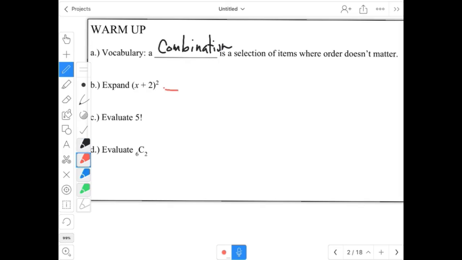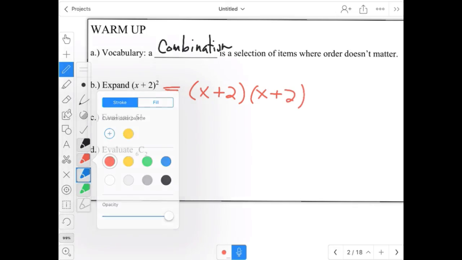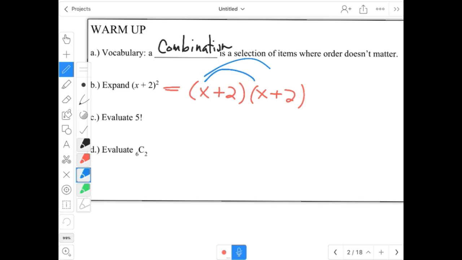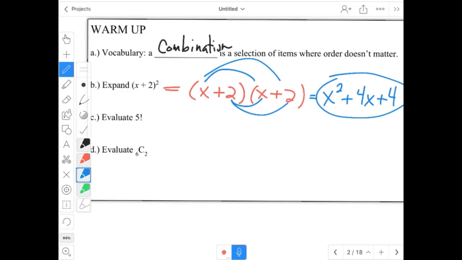For our second one, expand (x + 2)^2. So on this, we're going to need (x + 2) and (x + 2). For this, I'm going to use FOIL or distribution. But by the end of the lesson, we won't have to have done that anymore if we can see the pattern that's going on. So that's going to be x squared plus 2x plus 2x. So that'll be 4x, and then plus 4 will be our final answer there.